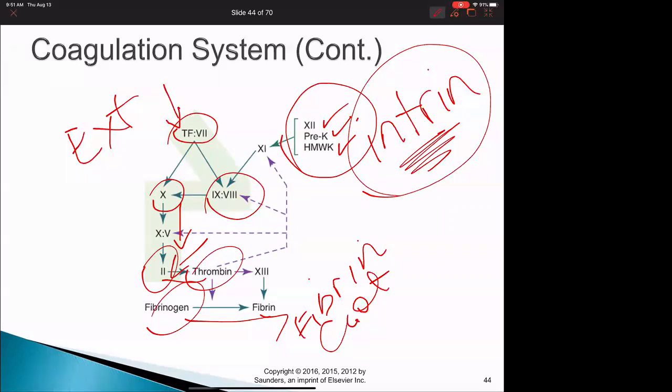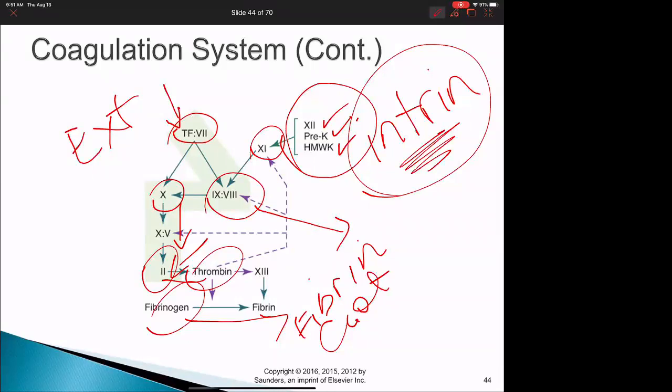So factor 12, prekallikrein, and high molecular weight kininogen are going to activate factor 11, which will in turn activate factor 9, and that will come together with activated factor 8 to form the extrinsic tenase, which will then activate factor 10. That will come together with activated factor 5, and that will activate prothrombin to thrombin, okay?